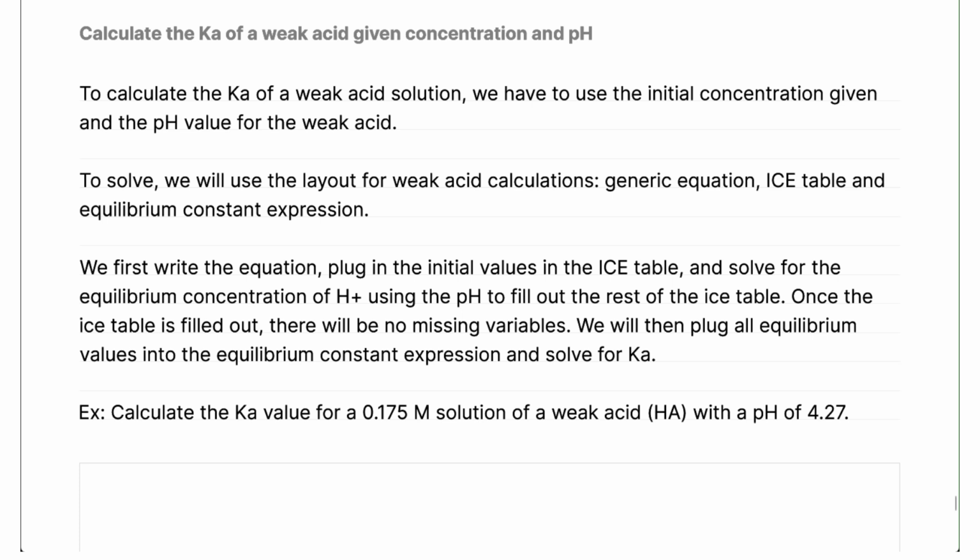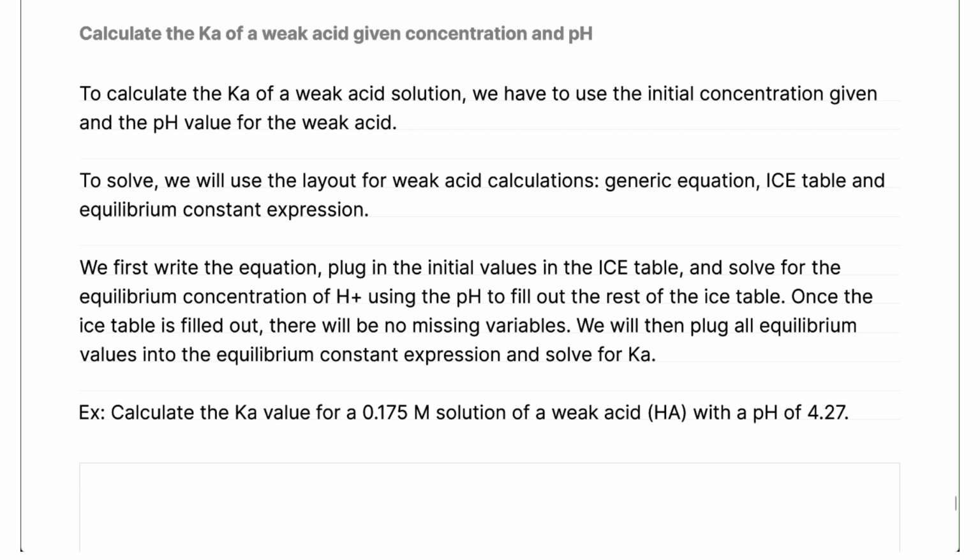In this video, we are going to be looking at how to calculate the Ka of a weak acid given concentration and pH. To calculate the Ka of a weak acid solution, we have to use the initial concentration given and the pH value for the weak acid.